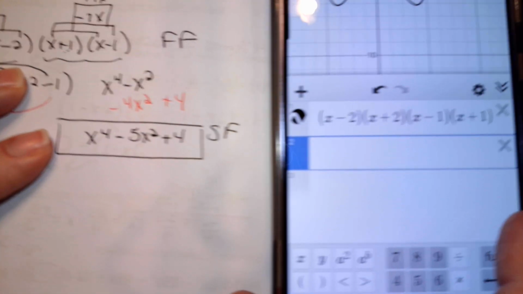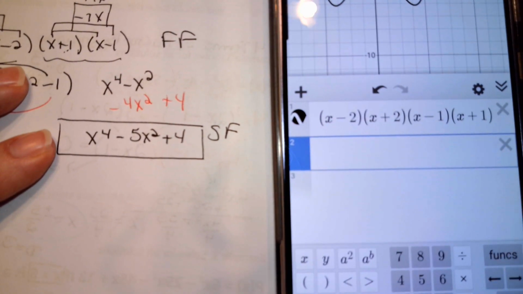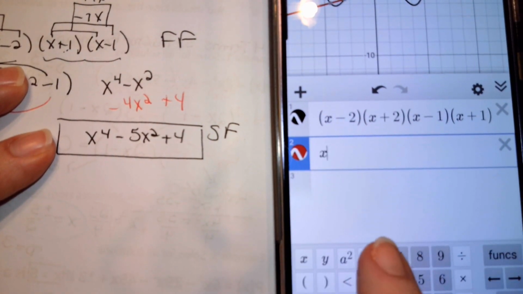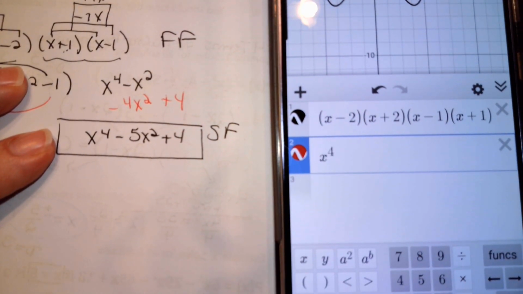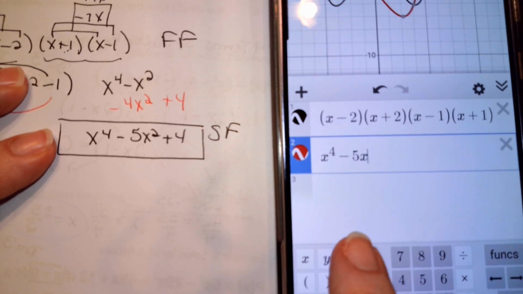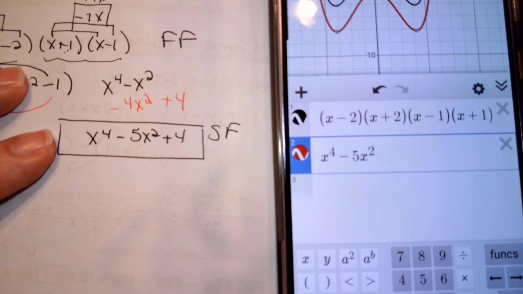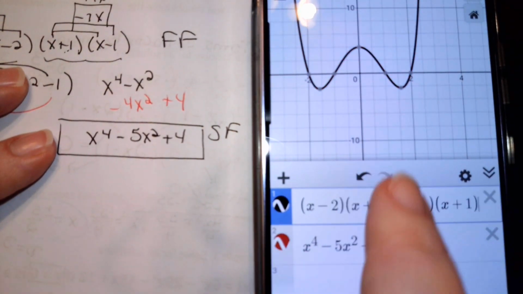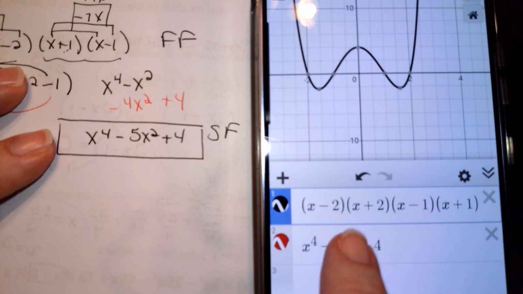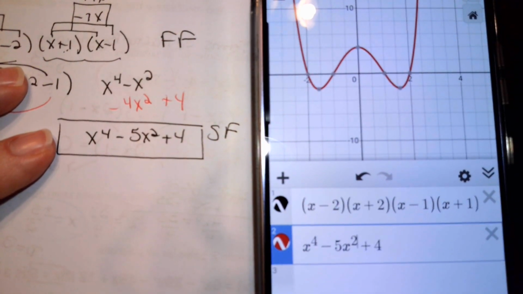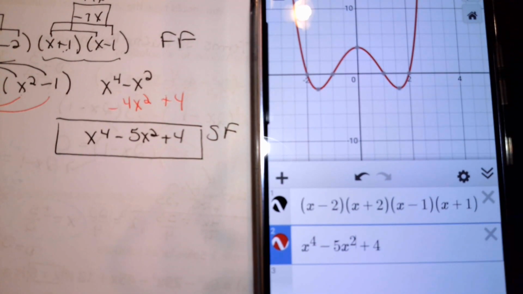Alright, and then let's check to see if this is correct, because I could have made a mistake. Alright, so we got x to the 4th minus 5x squared plus 4. Do I see a different graph, or are they the same? They are the same, so that lets me know that these are equivalent, so that's my right answer.